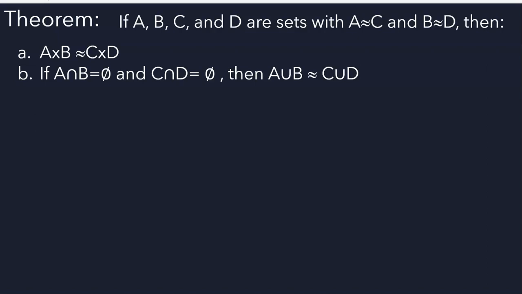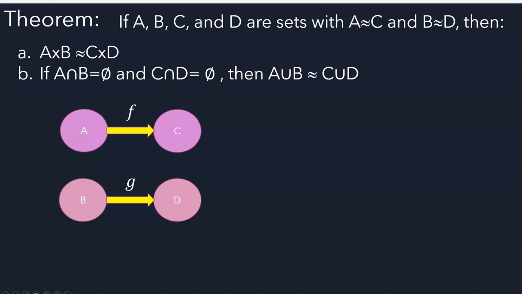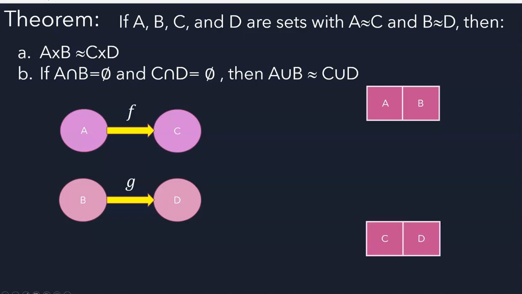Next, same situation: A is equivalent to C, and B is equivalent to D, but if A and B are disjoint, and C and D are disjoint, then I could union them and get new sets that are equivalent. So A and B have nothing in common, so I'm going to denote them with two boxes. A stuff's over here, B stuff's over here. Same thing with C and D over there. I will let f act on A and g act on B, and they will take the things in parallel to get to C and D. So this mapping, where you let f act on A and g act on B, is the mapping we want to go from A union B to C union D.